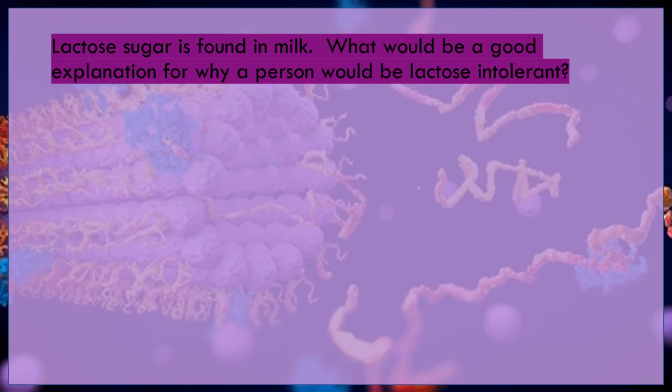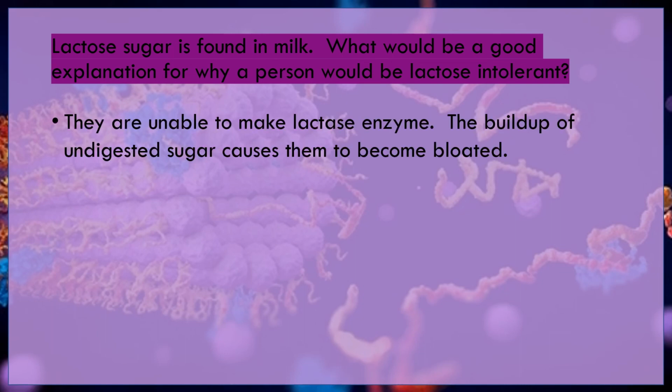For example, we have lactose, a sugar found in milk. What would be a good explanation for why a person would be lactose intolerant? Okay, very simply, they are unable to make the lactase enzyme. The buildup of undigested sugar causes them to become bloated. So that sugar is actually in a person's gut rotting. Okay, that's lactose intolerance.